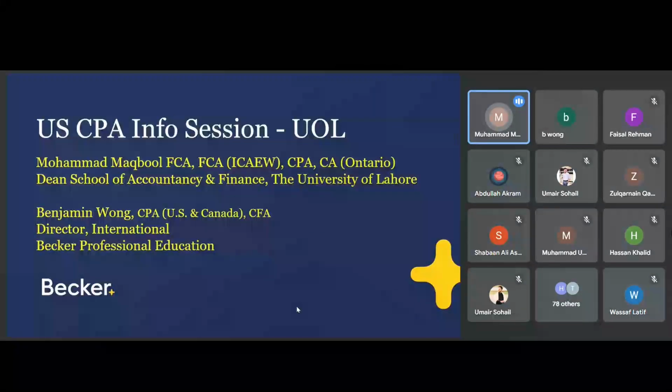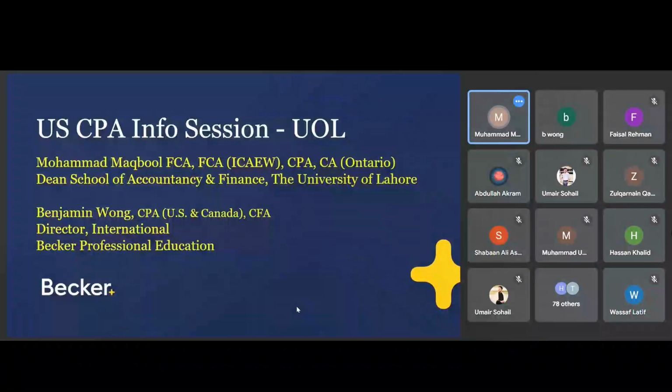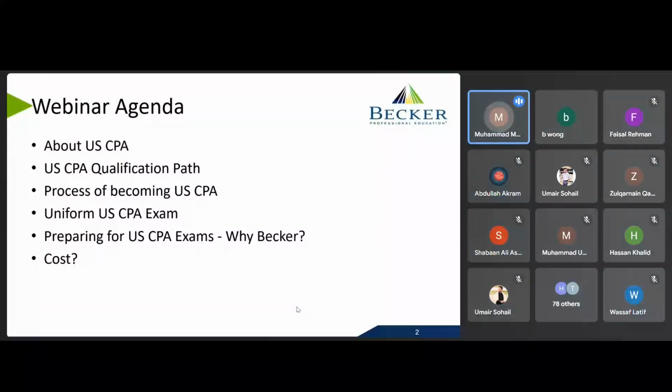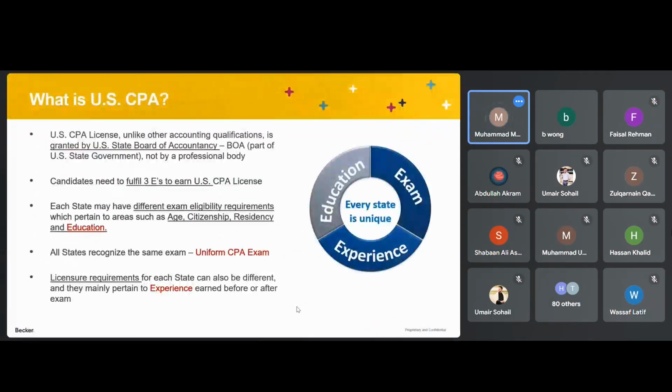So our agenda today is about the US CPA, the CPA qualification path, and the process of becoming a US CPA. I will be looking at the first 3 points, and then Mr. Ben will take on the Uniform US CPA exam and preparing for the US CPA exam, and why Becker should be your partner. And at the end, for a couple of minutes, I will look at the cost side of this qualification.